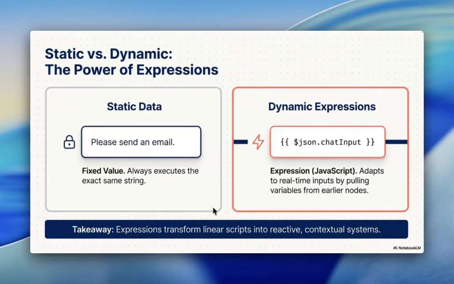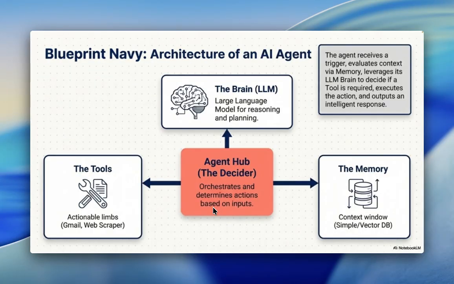Static versus dynamic, the power of expression. Static: please send an email, a fixed value that always executes the exact same string. Dynamic expression: JSON.chat input expression. JavaScript adapts to real-time inputs by pulling variables from earlier nodes. Takeaway: expressions transform linear scripts into reactive constructual signal.